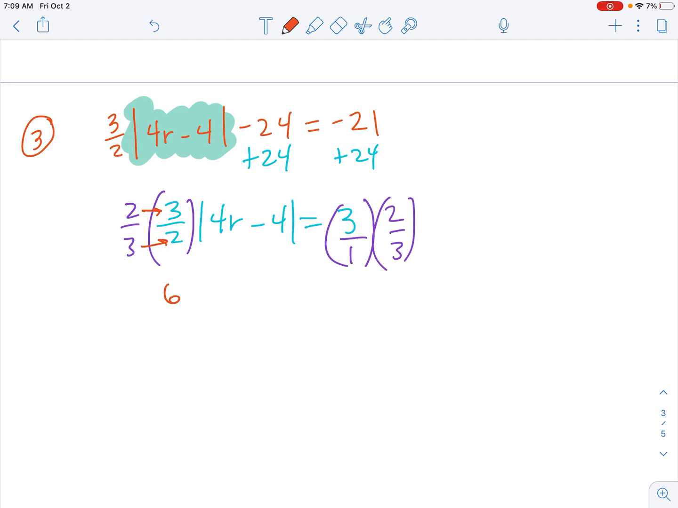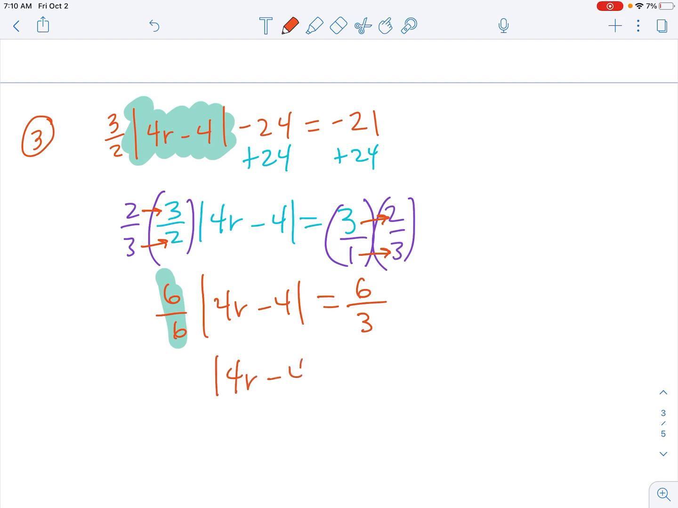So 2 times 3 is 6. 3 times 2 is also 6. On this side, 3 times 2 is 6, and 1 times 3 is 3. So we notice that 6 over 6 is just going to be 1, and we don't need that 1. So what we have is absolute value of 4r minus 4. 6 over 3 is the same thing as 6 divided by 3, which is just 2.